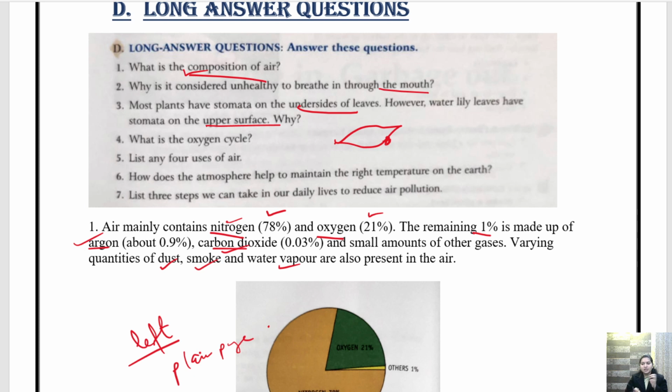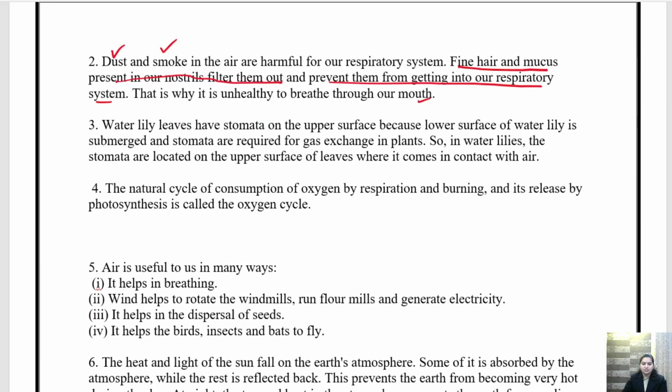So proper respiration will not be possible from there. That is why it is present above the leaf. So let's see what is written in the answer. Water lily leaves have stomata on the upper surface because the lower surface of the water lily is submerged, and stomata are required for gas exchange. Stomata help in breathing in and exchanging gases, that is oxygen and carbon dioxide, so it is very important to be exposed to the air.